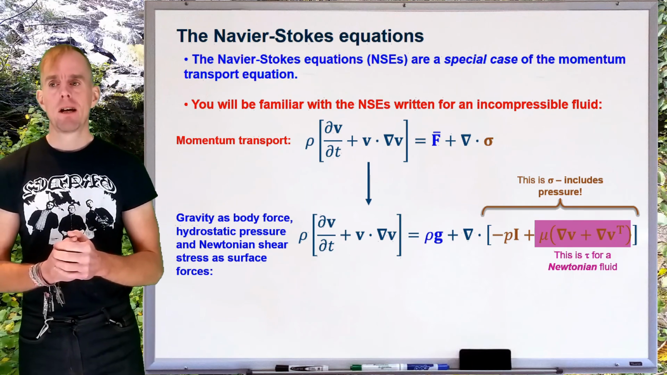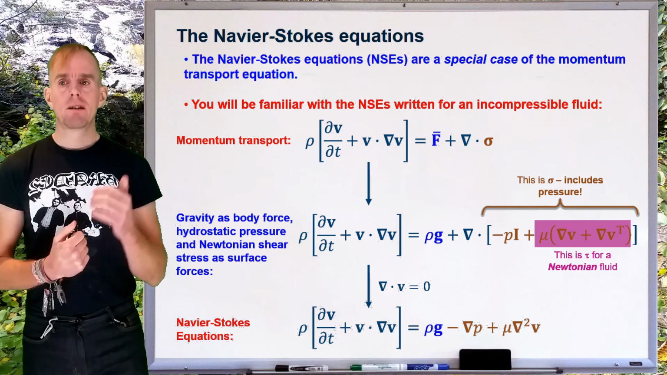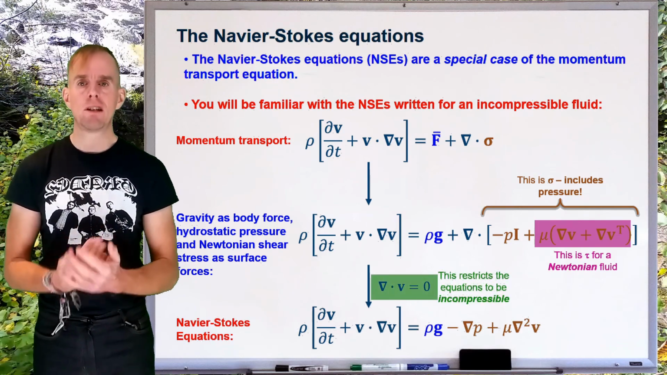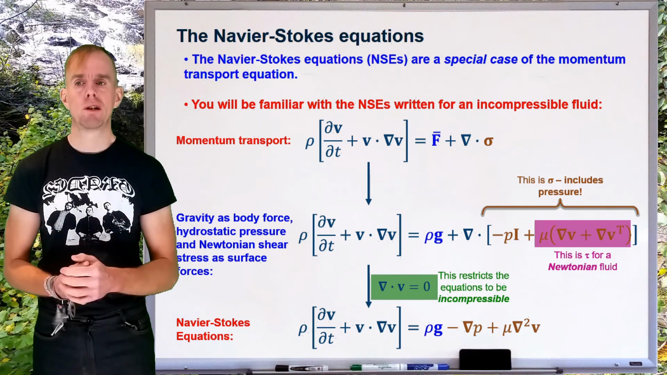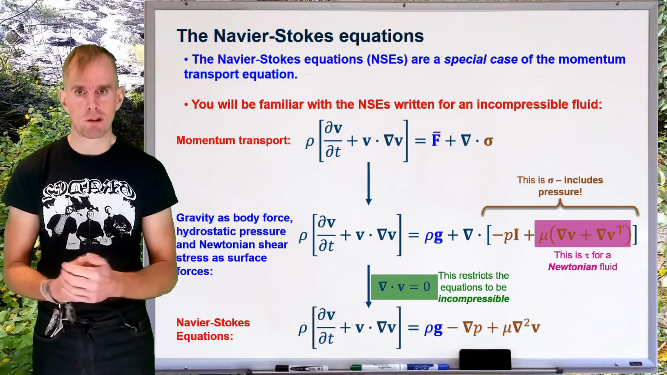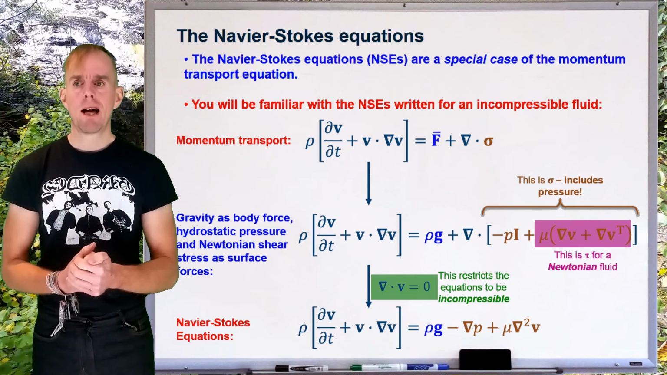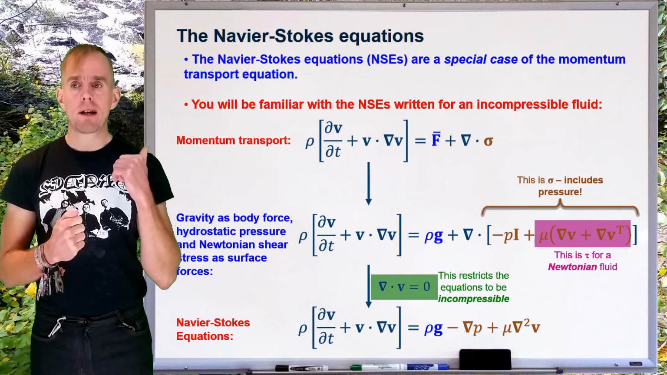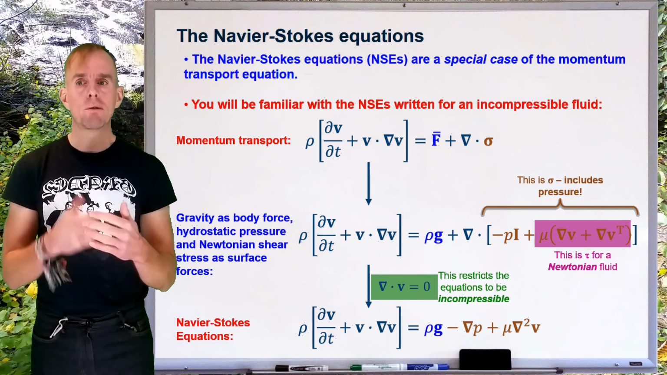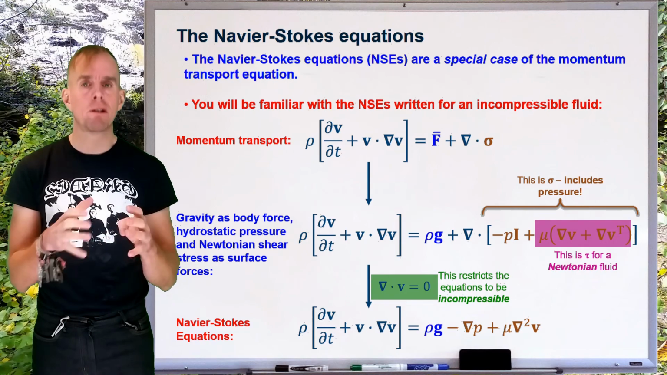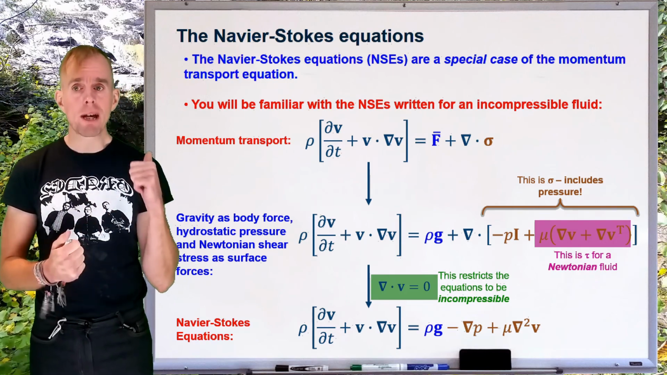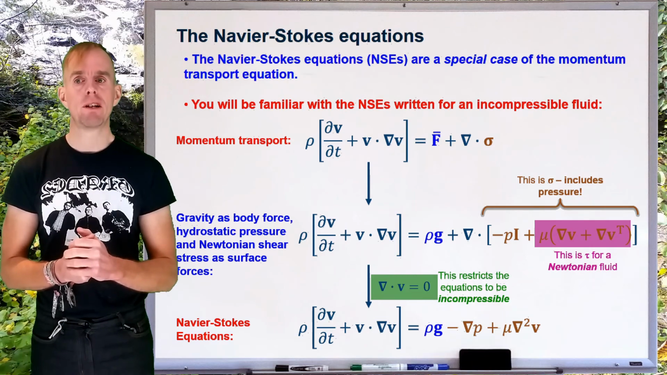Okay, let's take one more step. The final step we take is to say, let's assume that the fluid that we're dealing with is incompressible and invoke the rule of continuity. Del dot V equals 0 is the mathematical statement of continuity, or volume conservation. And when you apply that rule, del dot V equals 0, to how we expand out del dot grad V plus grad V transpose, we'll find one term disappears, and we end up with mu del squared V.